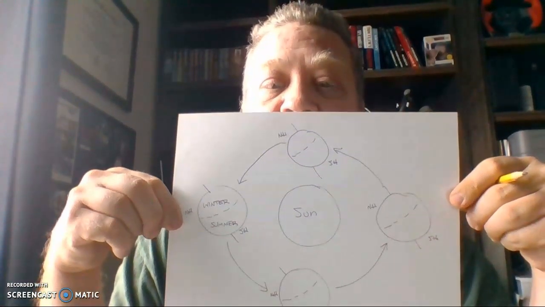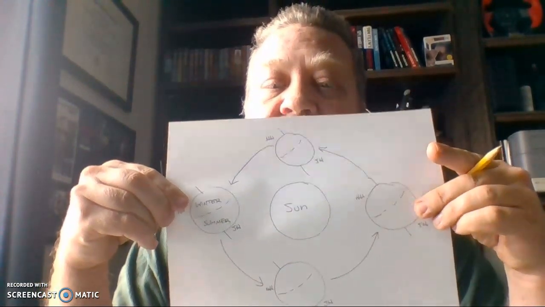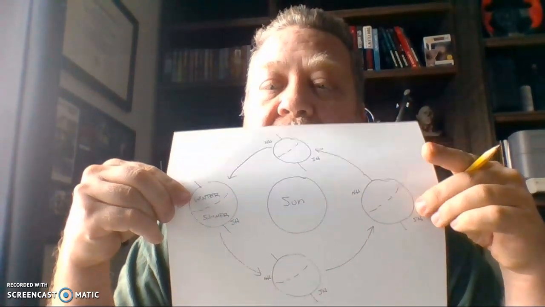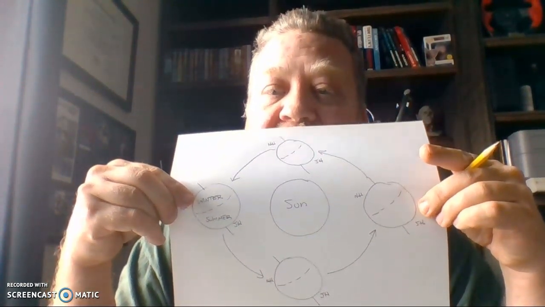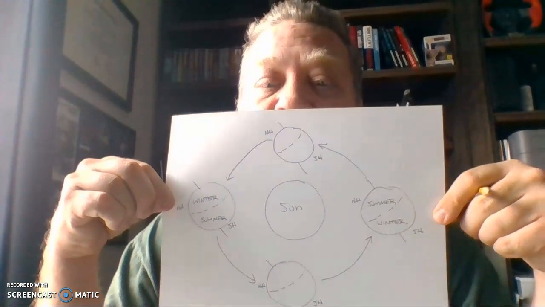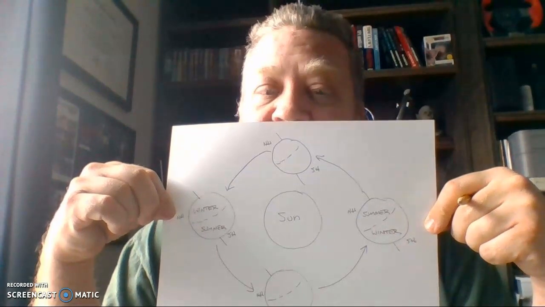And now I can fill in the rest. In fact, if I want to make my life really easy, I'm going to do this one next. Because if it's winter over here in the northern hemisphere, because now the axis is pointed towards the sun, it's going to be summer. Like so, right? So now I've got those two filled in, and like I said, if you know your seasons, the rest of it's a piece of cake.